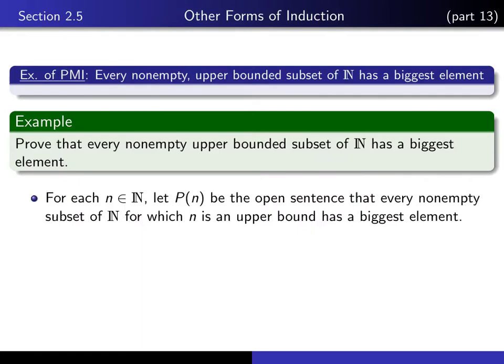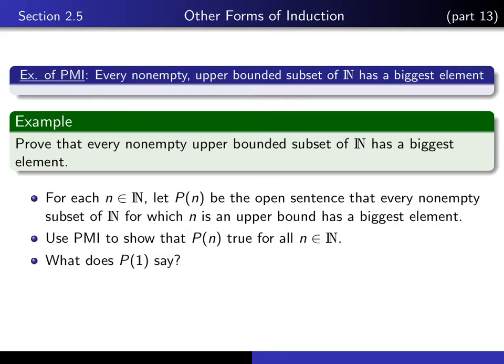We're going to formulate it in terms of a bunch of open sentences. So for each natural number, little n, we let P(n) be the open sentence that every non-empty subset of ℕ for which little n is an upper bound has a biggest element. To say that n is an upper bound for that set is to say that n is greater than or equal to every element of that set. So what we'll do is use the principle of mathematical induction to show that P(n) is true for every natural number n.